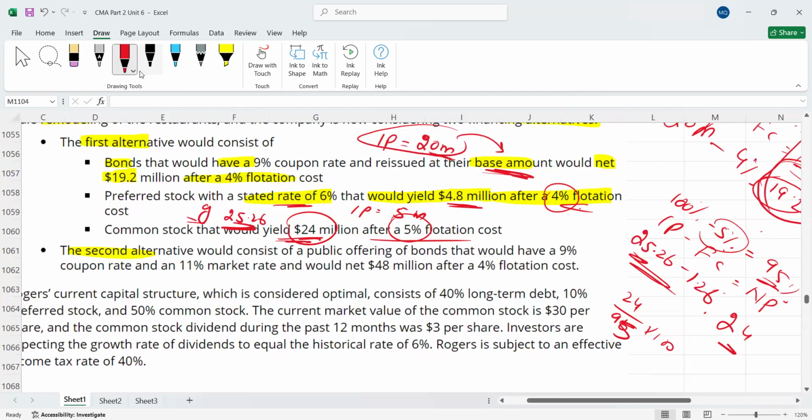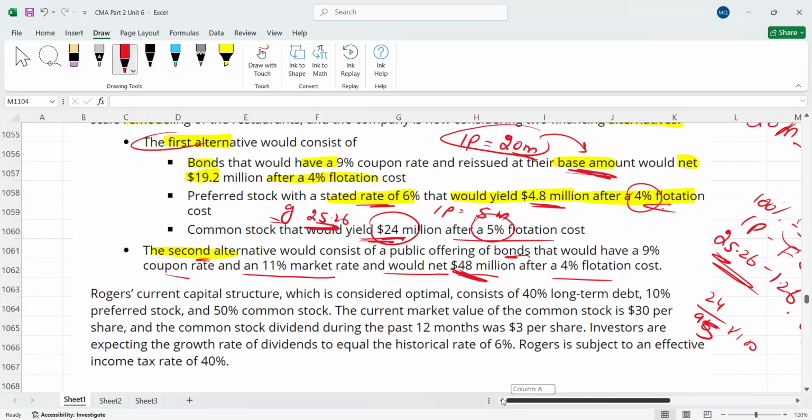Now we got a second alternative. This was all the first alternative calculations. Okay. Second alternative would consist of a public offering of bonds. They're saying the second alternative is that we can issue the bonds that would have a 9% coupon rate and 11% market rate and would net 48 million after 4% flotation cost. Okay, so a similar technique we can use to gross up also, like 48 divided by 96 times 100. This will be gross proceed.